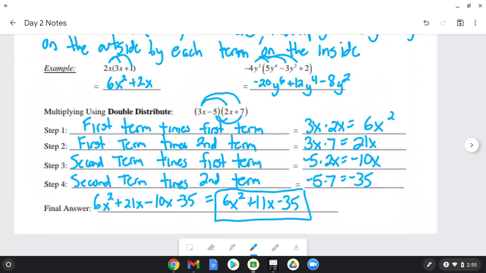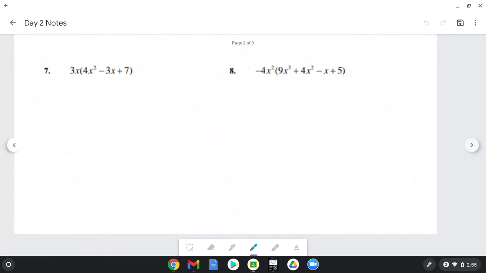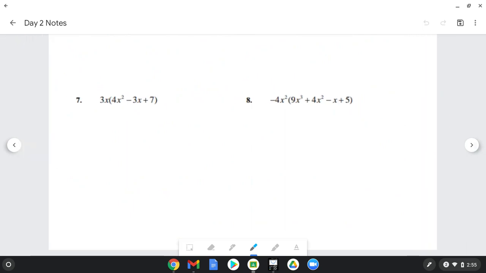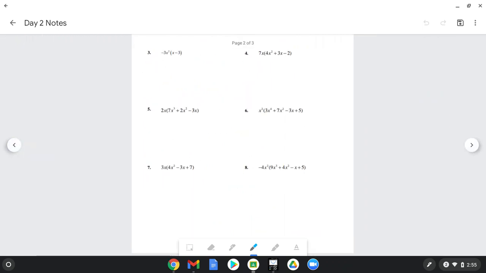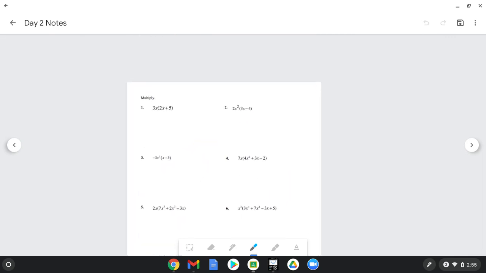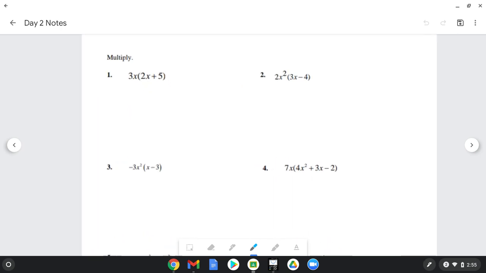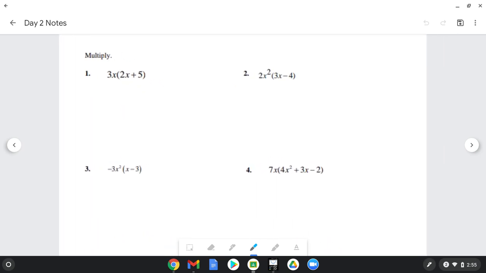All right, let's go to the next page. Do some more of these. All right. So these are the single distribute property ones. So we'll just do the odd ones for this page, and then we'll get to the double distribute.